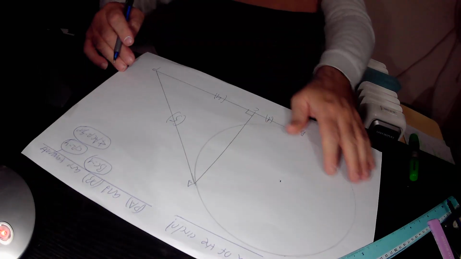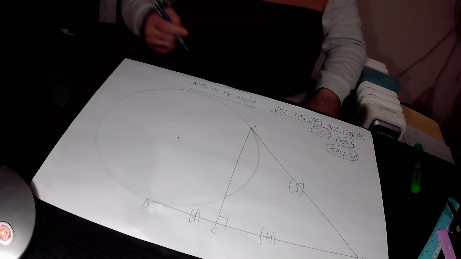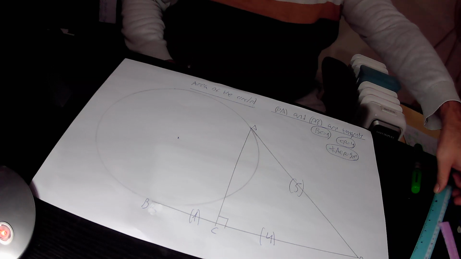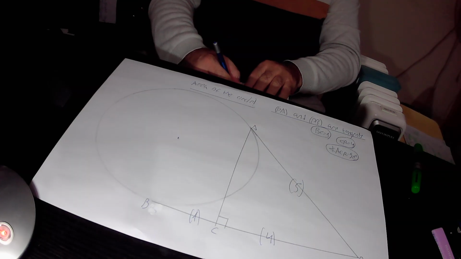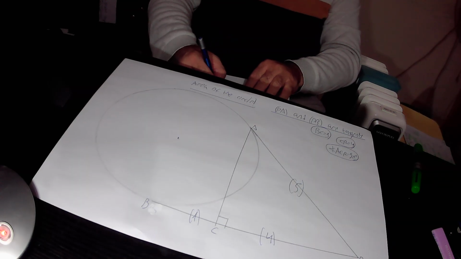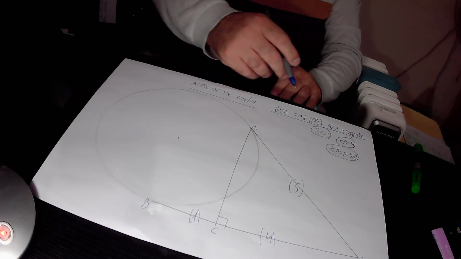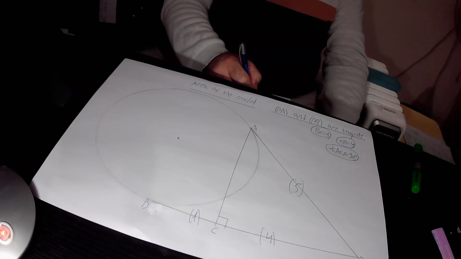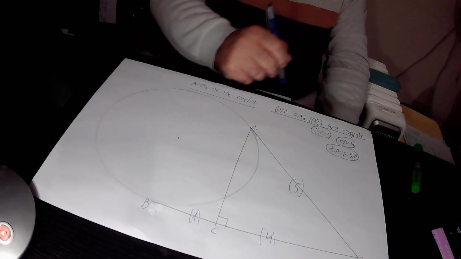In the next step, we will implement the Pythagoras theorem on this big right triangle APC. According to the Pythagoras theorem, in a right triangle, the square of the hypotenuse equals the sum of the squares of the perpendicular sides. So the right triangle APC, according to the Pythagoras theorem: AP squared, that is the square of the hypotenuse, equals AC squared plus CP squared.